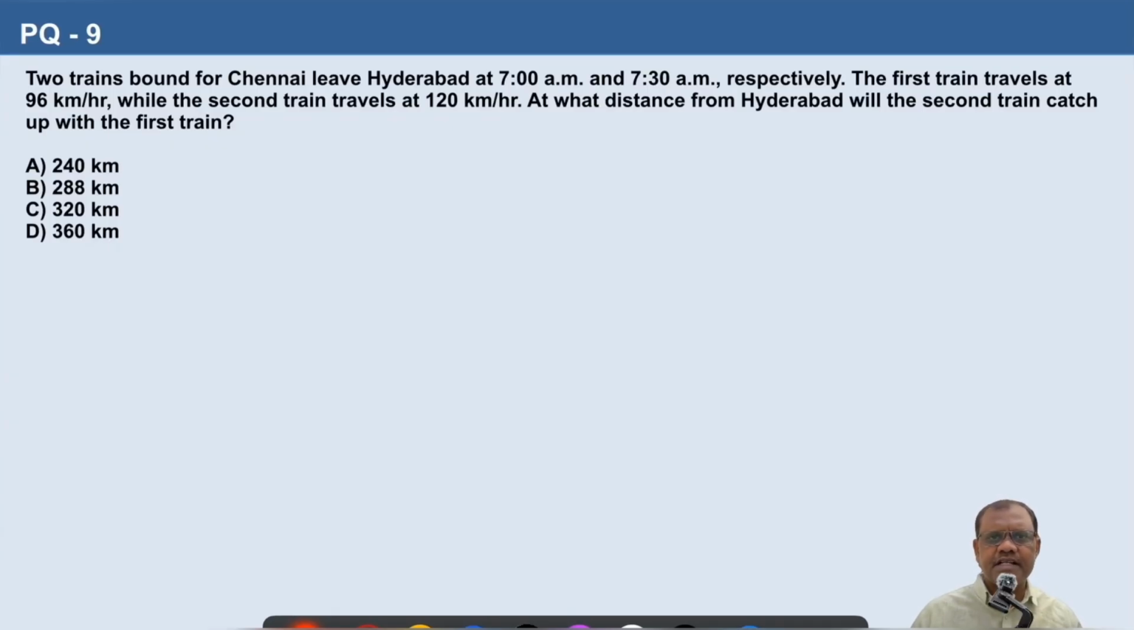The first train is starting at 7 am and the second train at 7:30 am. So that means the first train is ahead by 30 minutes of journey. So what is the speed of the first train? Speed of the first train.